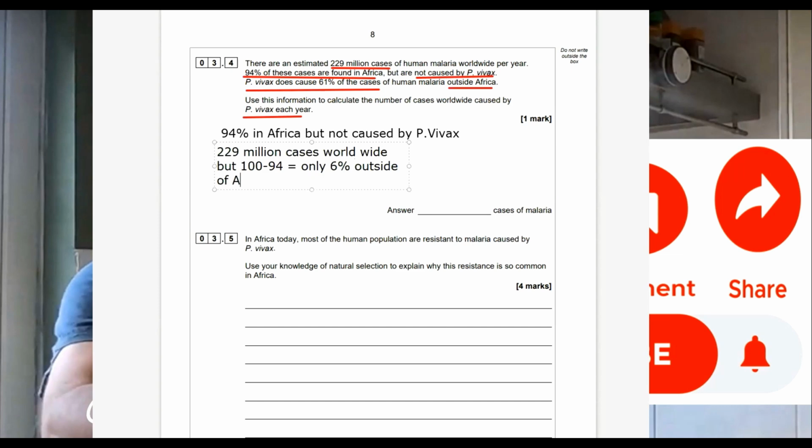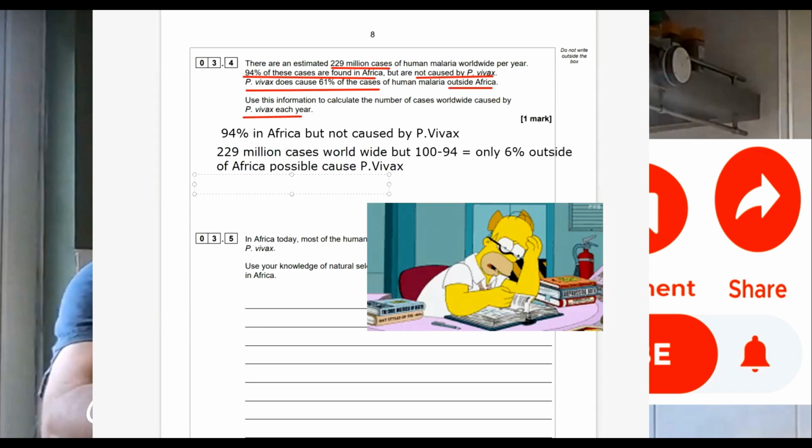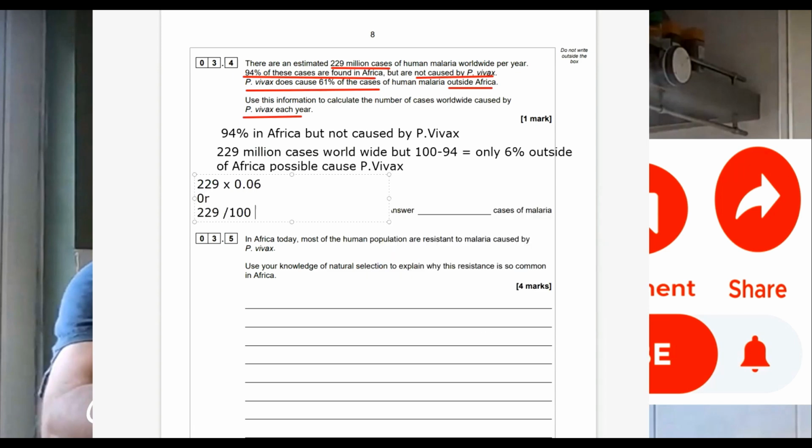So that means 94% of the 229 million cases worldwide are not caused by P. vivax because they're the African ones. So we're going to go 100 take away 94 is 6%. Only 6% of the total can possibly be caused by P. vivax. So we go 0.06 times 229, or if you like, 229 divided by 100 times 6. And this equals 13.74 million.